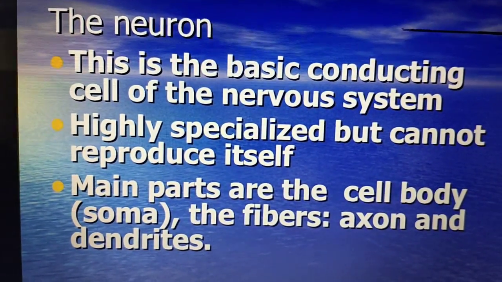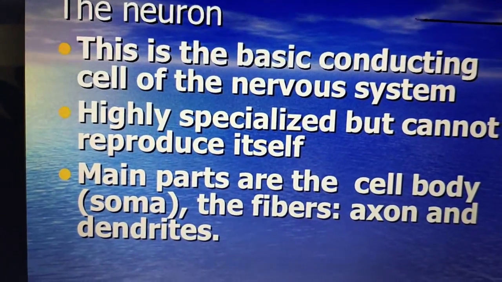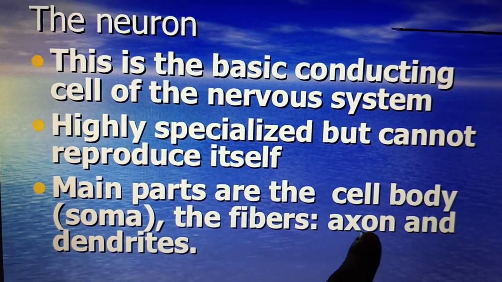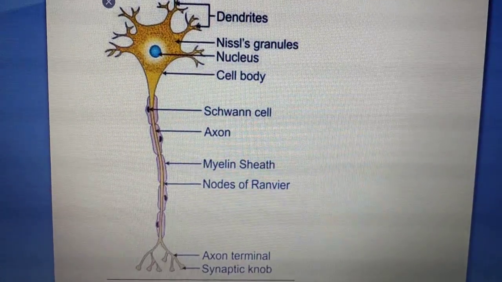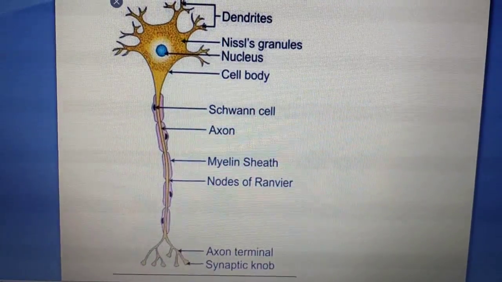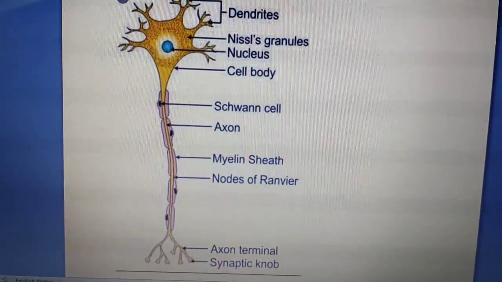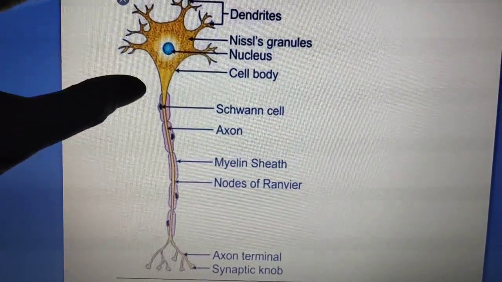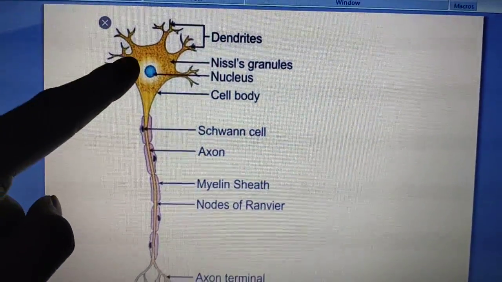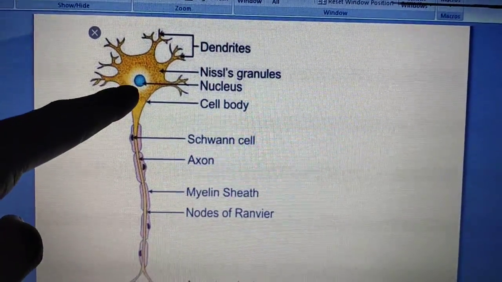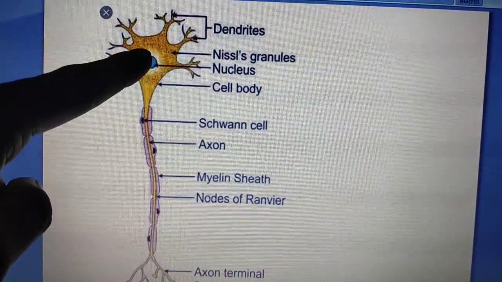Understood? The neuron has mainly two parts, the cell body and the fibers, also called axons and dendrites. I will show you. This is the structure of a neuron. This portion is called the cell body, also called the soma. The cell body is composed of the middle blue portion, which we call the nucleus, and the small particles you can observe are called Nissl's granules.